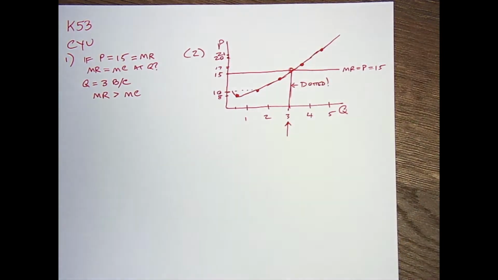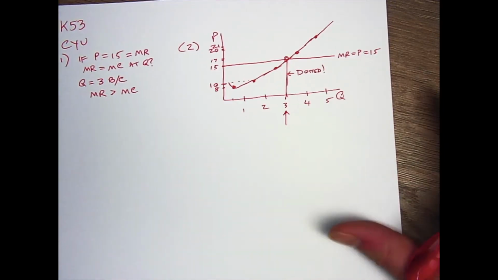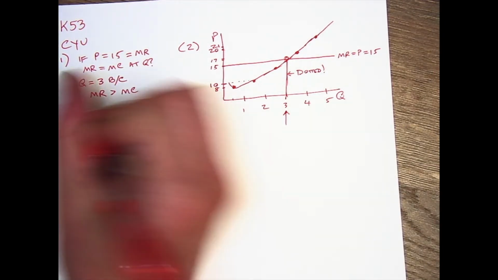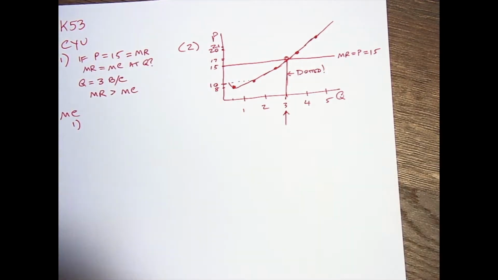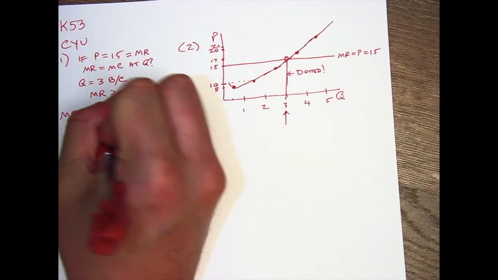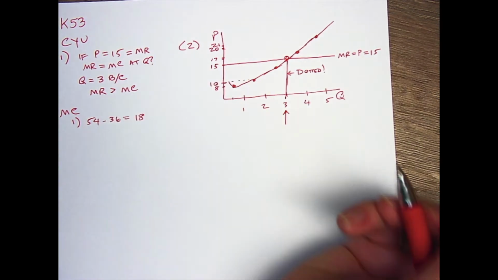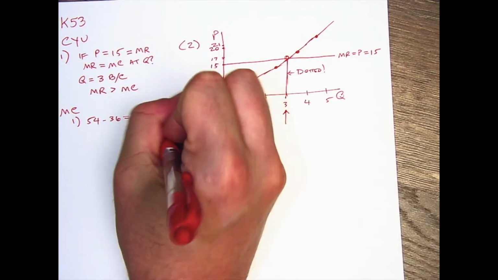Okay. So now we're going to take a look at some of these multiple choice questions. Use the data provided to answer questions 1 through 3, and then we give some other ones here. Number 1 says, what's the marginal revenue of the third unit of output? So the third unit is the change from 36 to 54. So 54 minus 36 is equal to 18. So that is C.